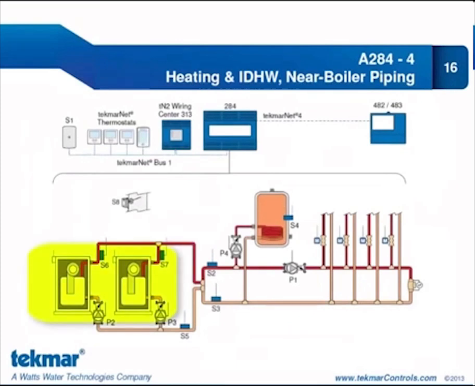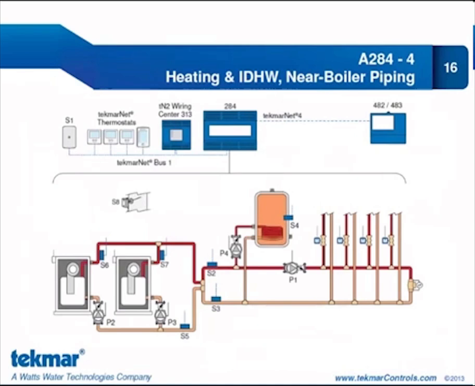Application 4 shows two modulating condensing boilers that are being operated to provide heat for space heating and for indirect domestic hot water. The boiler target temperature for the space heating load is determined from outdoor temperature reset and is fine-tuned with indoor temperature feedback provided by the TechMarNet thermostats. Outdoor temperature reset combined with indoor temperature feedback saves energy by operating the boiler plant at the lowest possible temperatures, which is particularly ideal for condensing type boilers, where the lower the water temperature, the greater the efficiency.